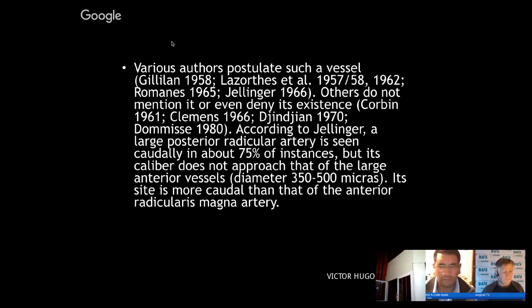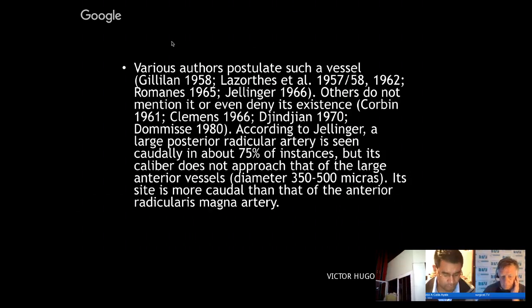Various authors postulate such a vessel: Guillain in 1958, Lazorthes in 1957, Romans in 1965, Jellinger in 1966. Others do not mention it or even deny its existence: Corbin, 1961, Clemens, 1966, and Domisse in 1980. These authors deny the existence of this great posterior radiculomedullary artery.